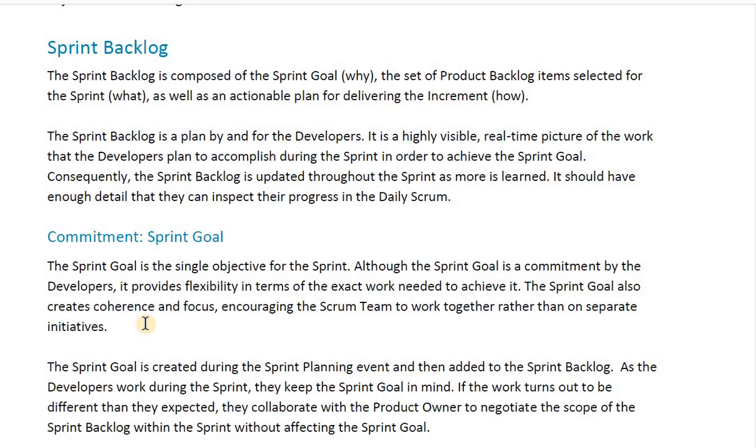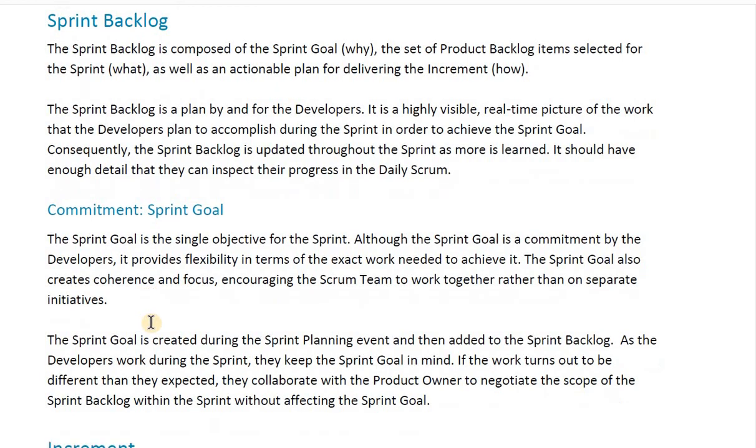The sprint goal also creates coherence and focus, encouraging the Scrum team to work together rather than on separate initiatives. The sprint goal is created during the sprint planning event and then added to the sprint backlog. As the developers work during the sprint, they keep the sprint goal in mind. If the work turns out to be different than they expected, they collaborate with the product owner to negotiate the scope of the sprint backlog within the sprint without affecting the sprint goal.